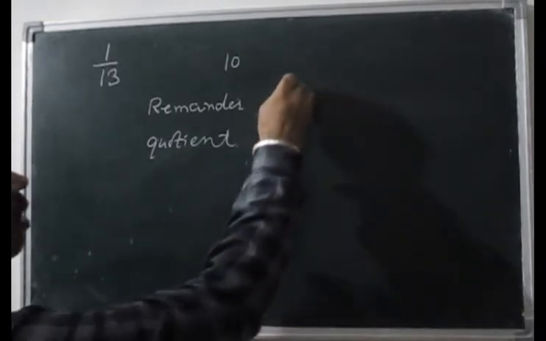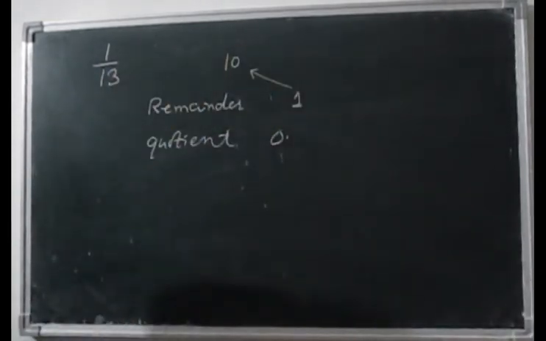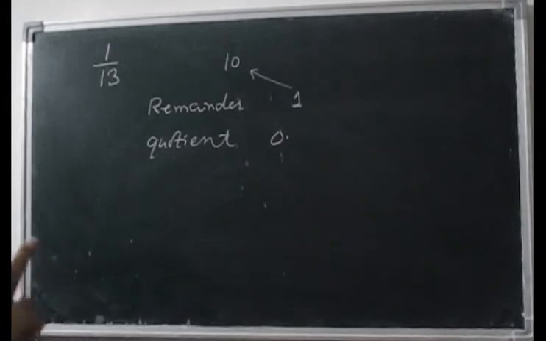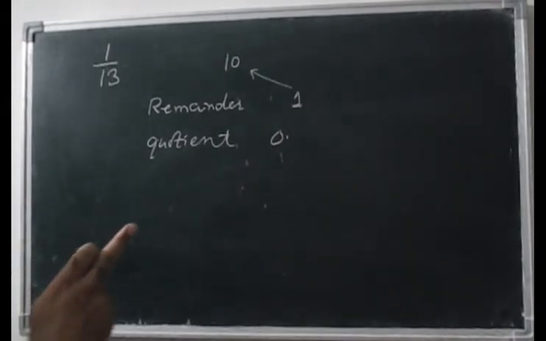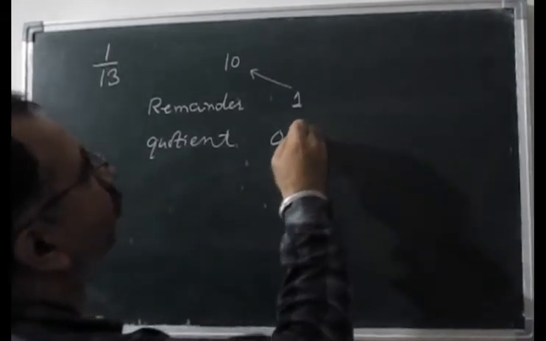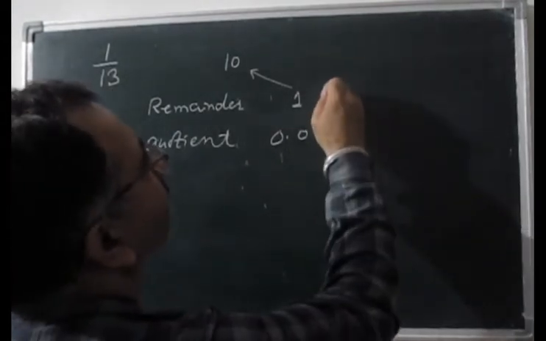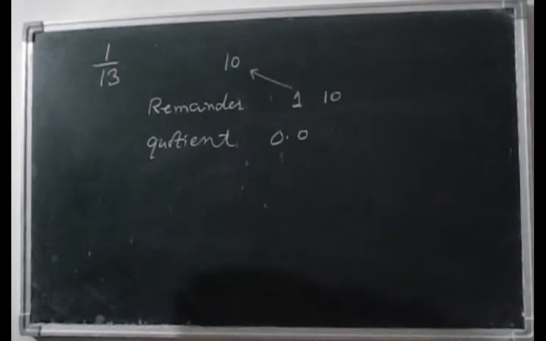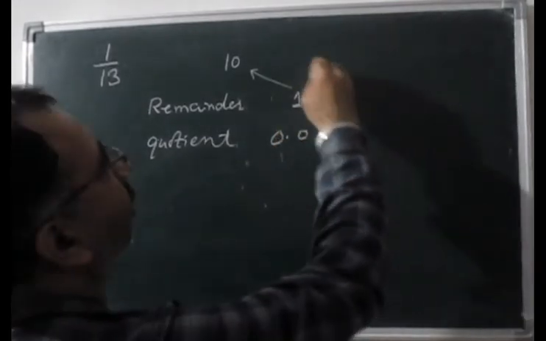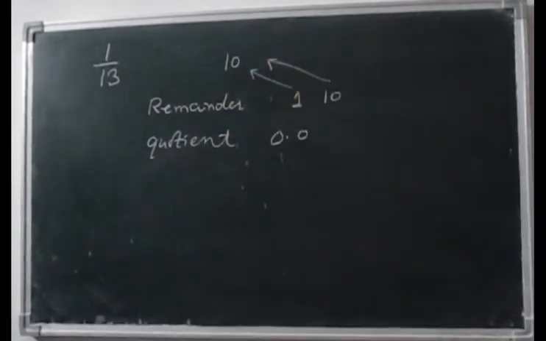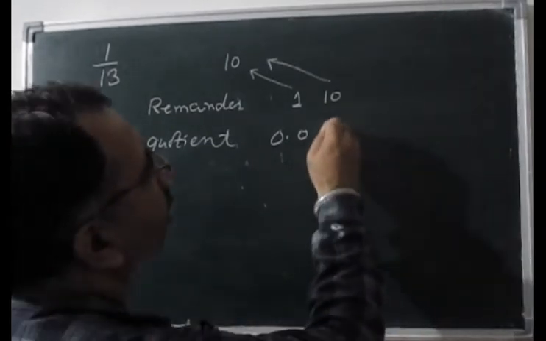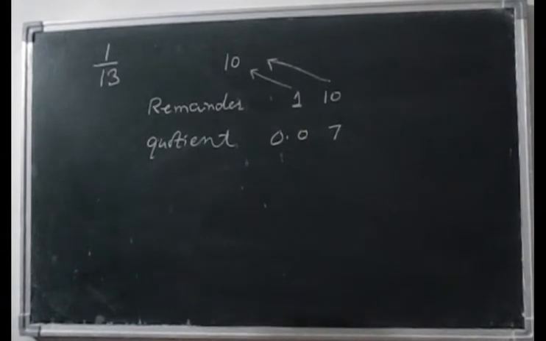Now multiply 1 by 10 and divide by 13. So 13 zeros are 0, the remainder will be 10. So write here 10. Now multiply 10 by this 10, so we get 100. So 13 sevens are 91. 100 minus 91, 9.